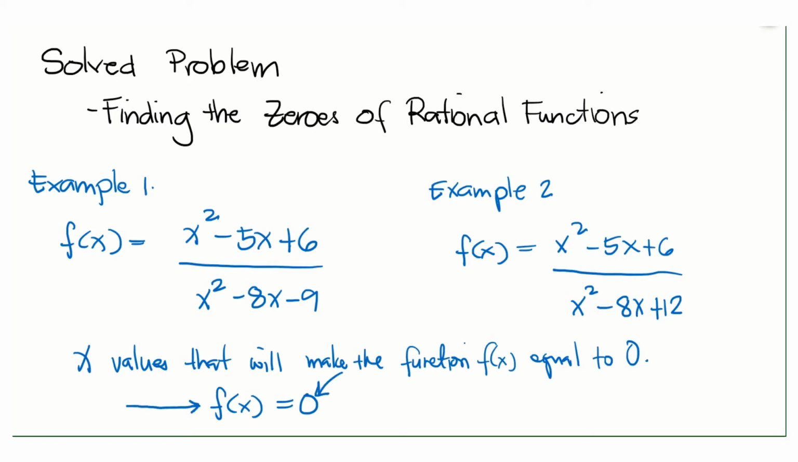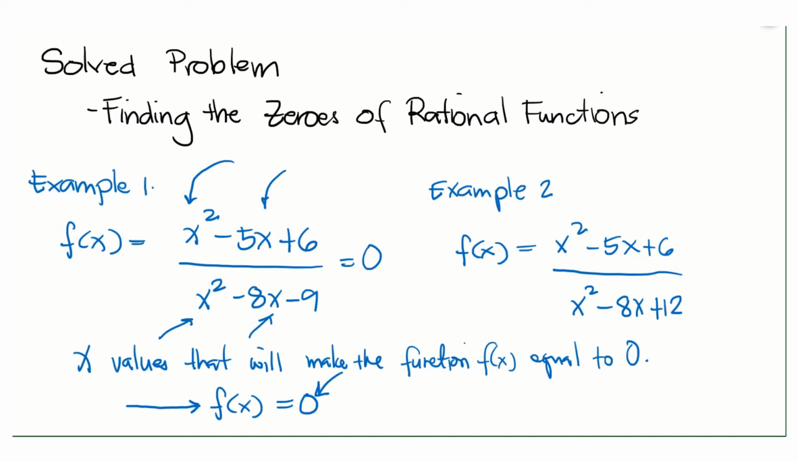So let me use two very similar examples, but will require important attention to the possible numbers that we can accept. Okay, now by the way, just to extend the idea of these x values that will make the function f of x equal to 0, it means when you substitute that number to every x and you simplify the expression, it will become 0. If that will happen, then that x value is a zero of a rational function.